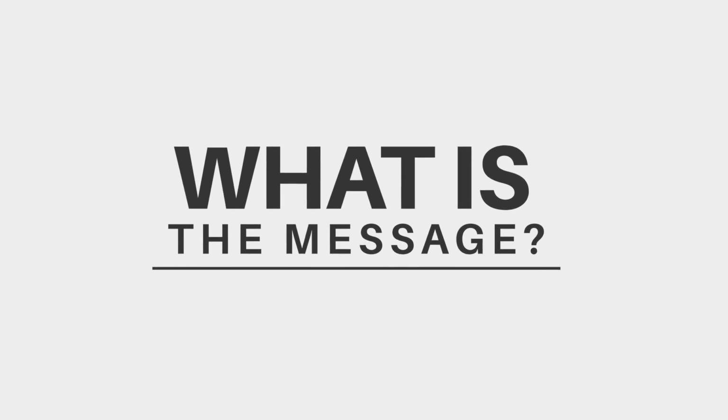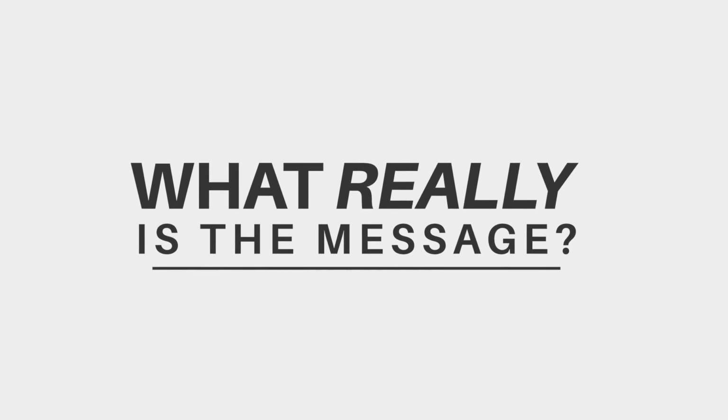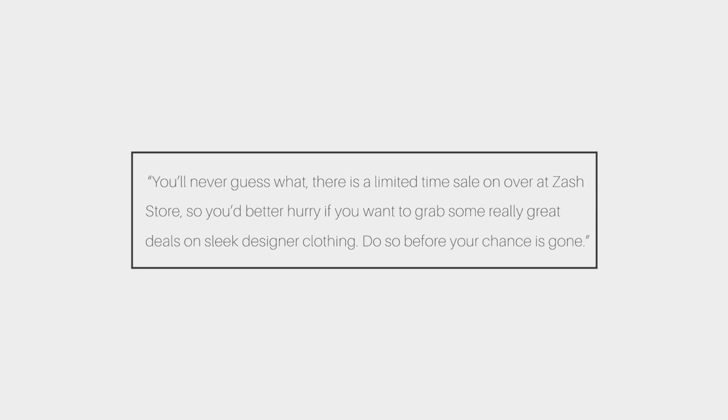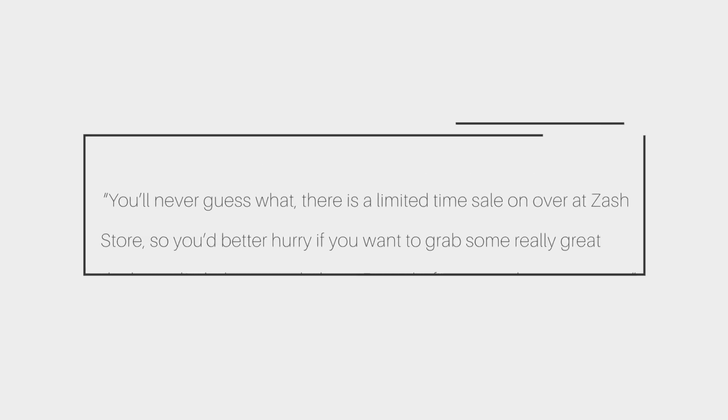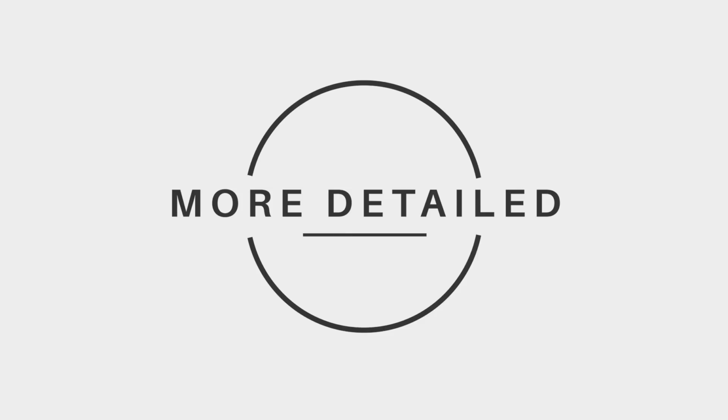You might say something like, the message is, oh, there's a 50% discount at the Zash store. And yes, that is sort of correct, but let's go deeper than just that. What really is the message here? I can suggest the message might read something like this. You never guess what? There is a limited time sale over at Zash, so you'd better hurry up if you want to grab some really great deals on sleek designer clothing, and do so before your chance has gone. So this second message is more detailed and it gives us many clues on how we can make our design.